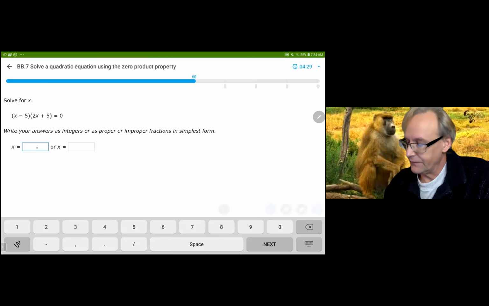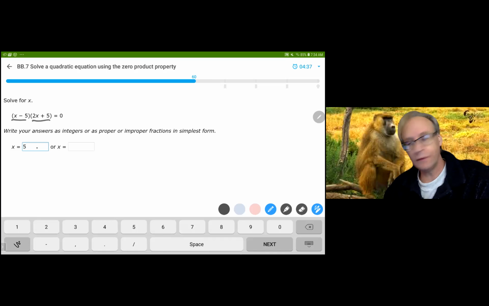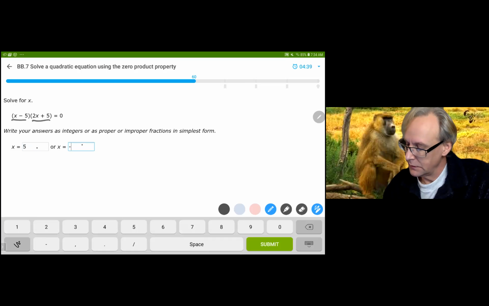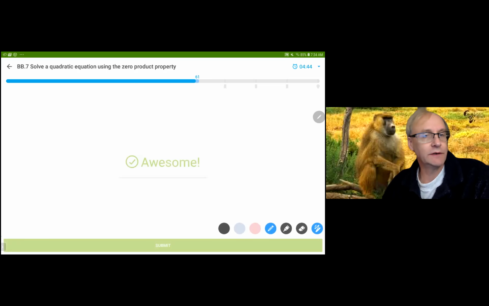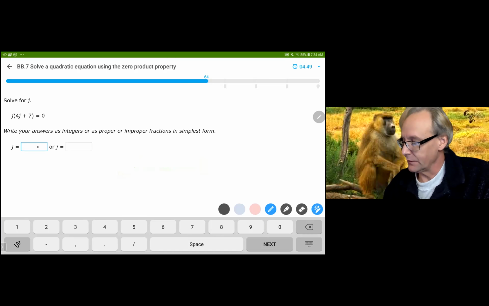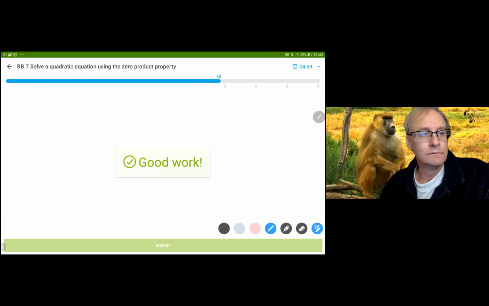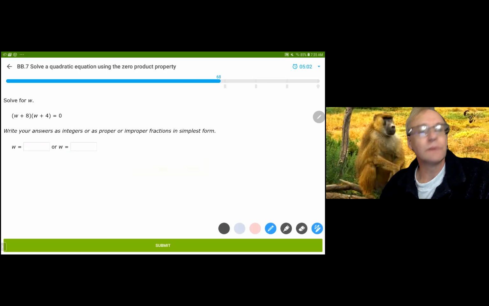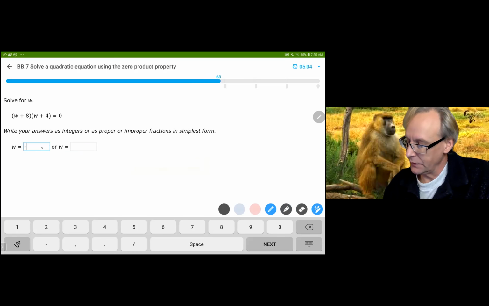So this one is going to be 5 for the first one. That's my first term. That's going to give me my 0. And in my second one, I'm going to have -5 over 2. I subtract 5 on both sides and then divide by 2 on both sides. You can do it in your head. I know you can. This one is going to be 0, or subtract 7 and divide by 4. This one is going to be -8 or -4.